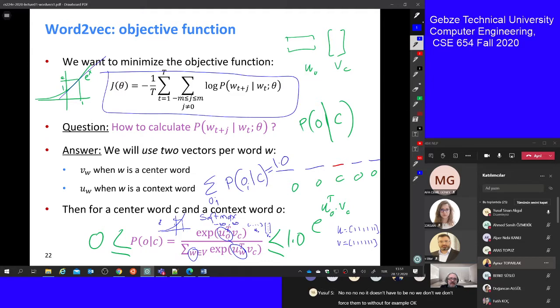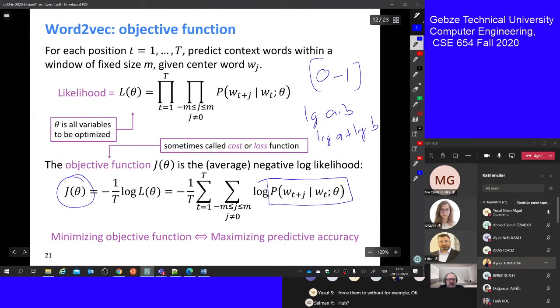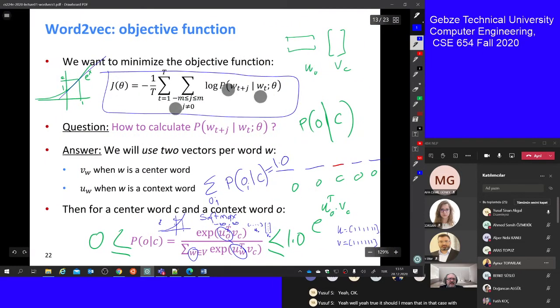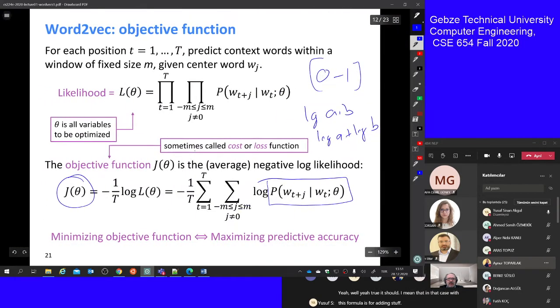I think you were mentioning this. This is the likelihood, the likelihood of seeing everything. This was a multiplication. Then we took the logs of it, and it became like that. In that case, this formula is for adding. You take the logs and add them, but originally our likelihood of seeing all of them together was this.